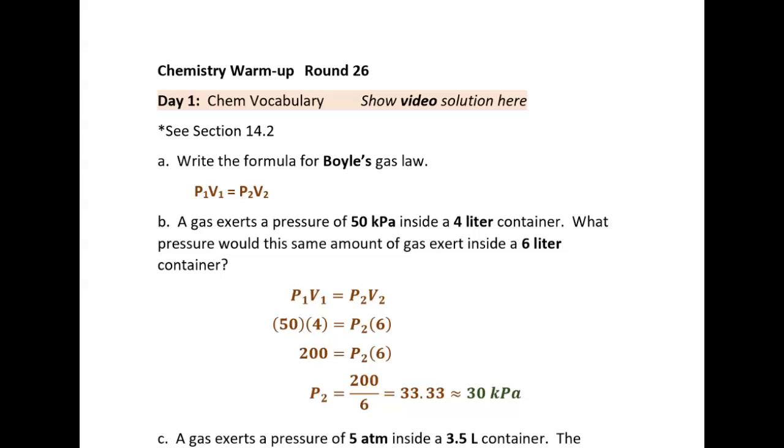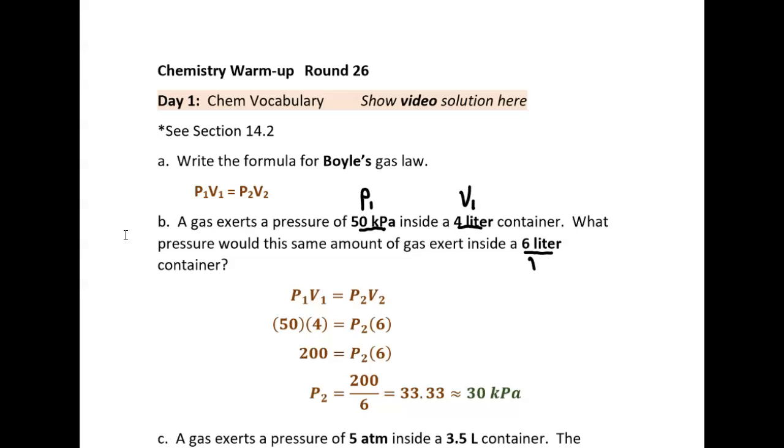Question B, a gas exerts a pressure of 50 kilopascals inside a 4-liter container. What pressure would the same amount of gas exert inside a 6-liter container? In this problem, this value right here is pressure number 1. This value right here is volume number 1, the initial pressure and initial volume of the gas in its original container. Then the gas is put into a different container that's larger.